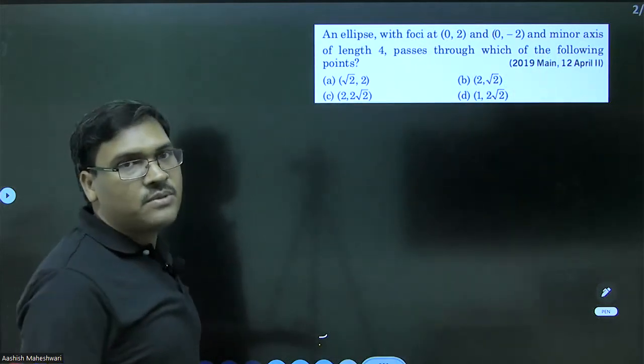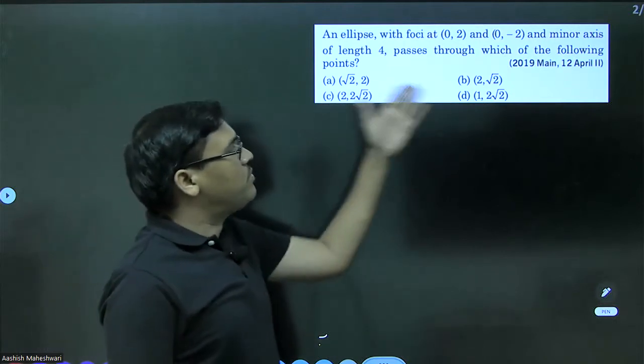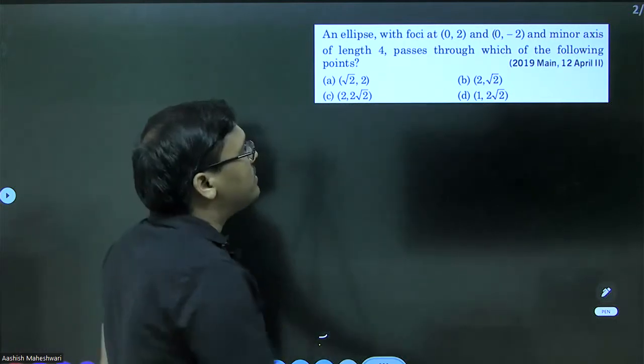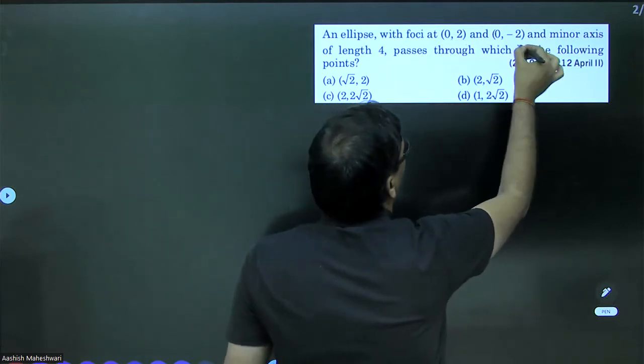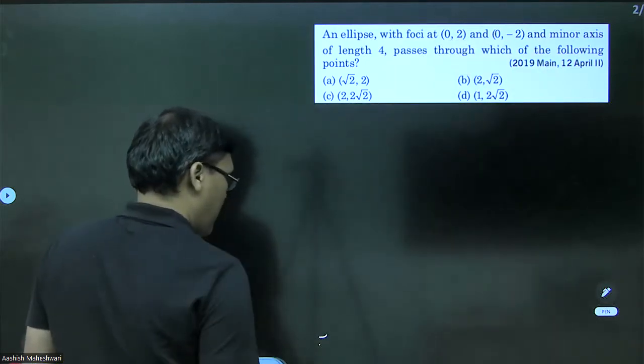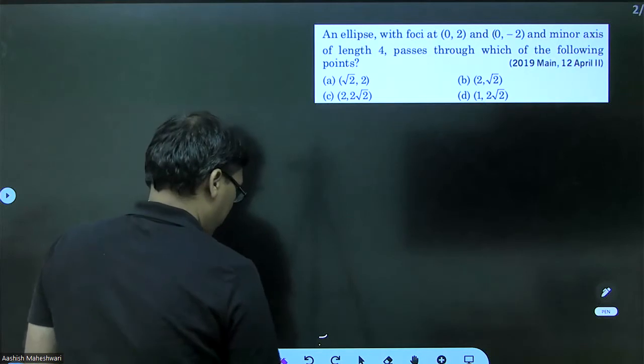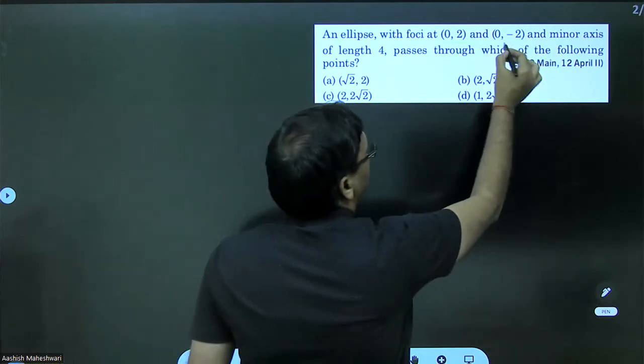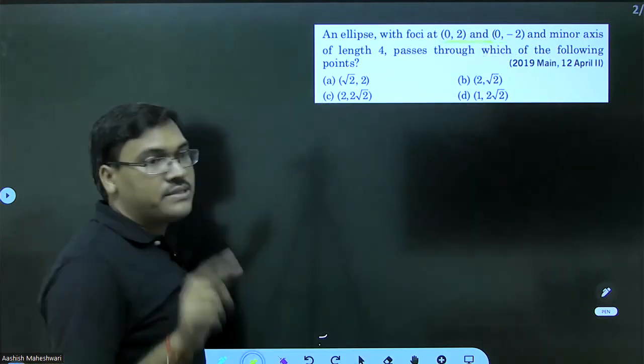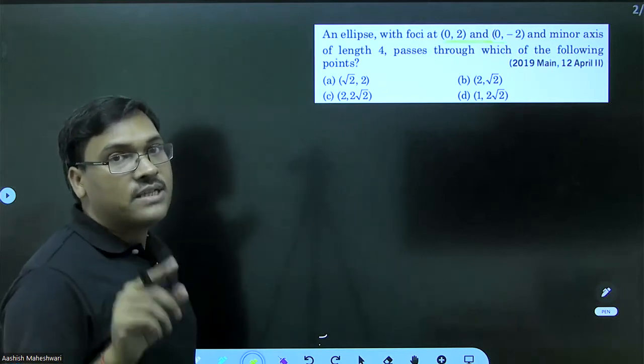You have to find the equation of the ellipse, because if you know the ellipse, you can easily check which point lies on that curve. First see the foci of this ellipse. The foci are lying on the y-axis, (0, 2) and (0, -2), which means the y-axis will be the major axis, because foci always lie on the major axis.